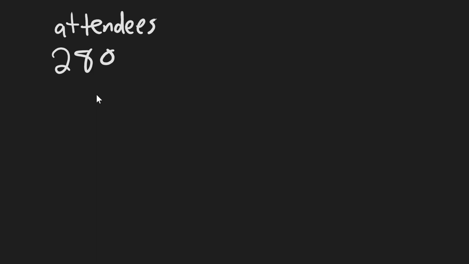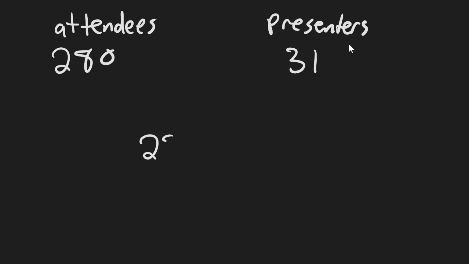So what they mention is that there are 280 binders for attendees, and the other number they mention is 31. There are 31 binders for presenters. And so the question asks, if there are 280 binders for attendees and 31 binders for presenters, how many total binders are there? So if you combine all of these binders together, how many binders are there total? And so the way you calculate that is 280 plus 31.